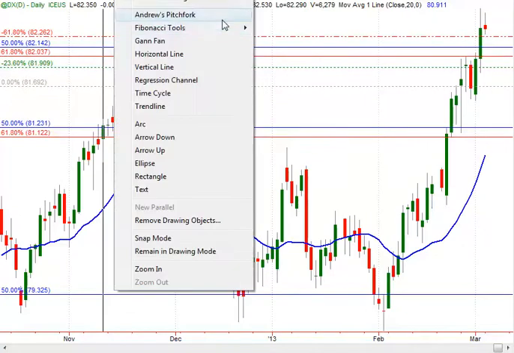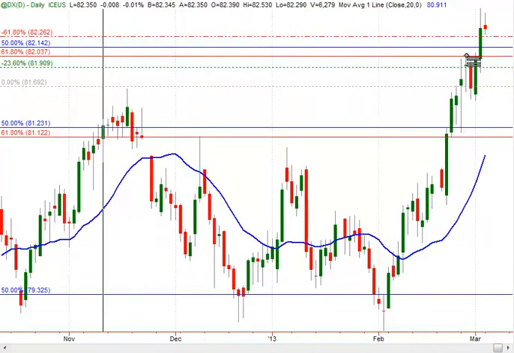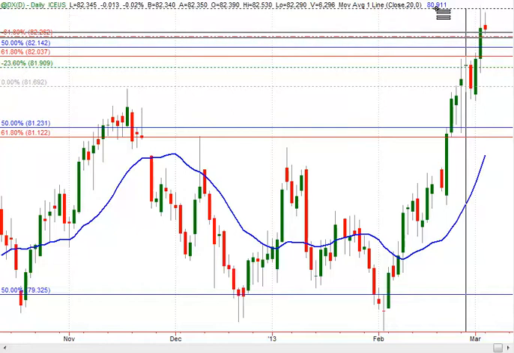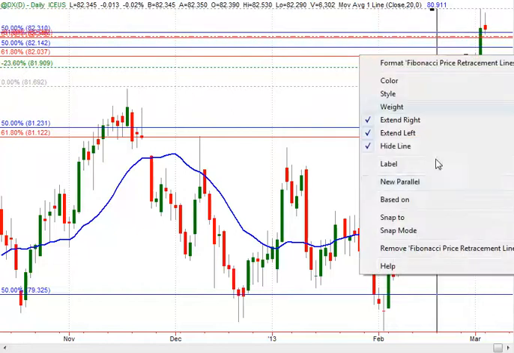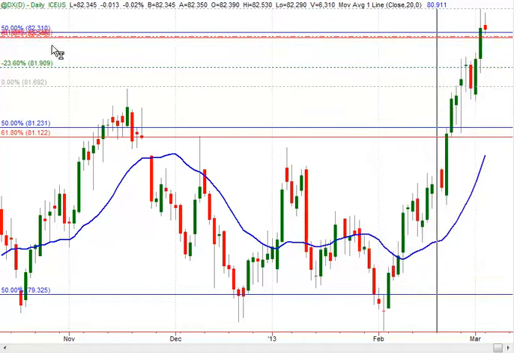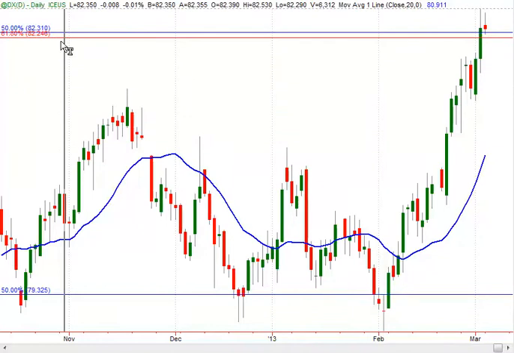But we could also get a very shallow retracement. Maybe we won't go below this. Let me remove this one. We won't go below this 82.20 here, and this is going to be support in the short term.